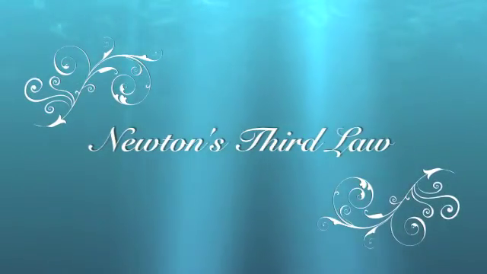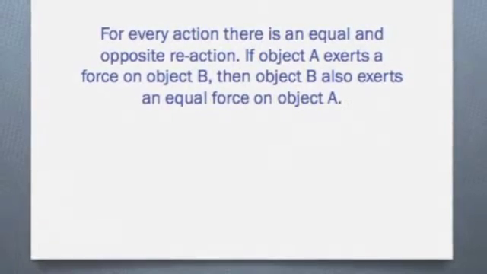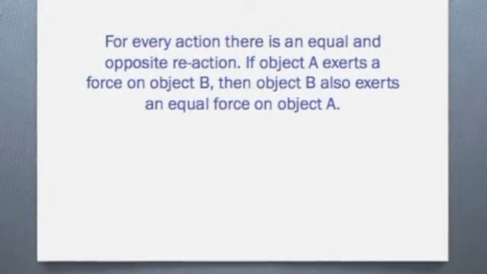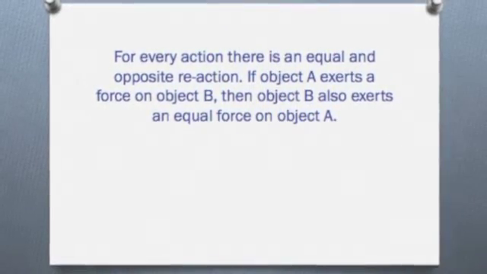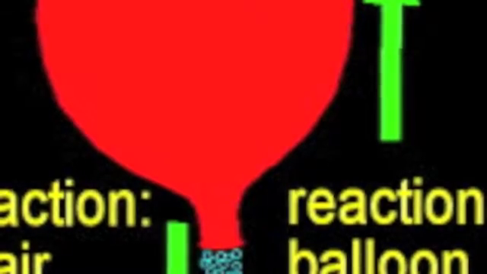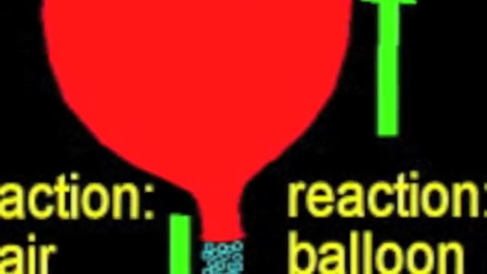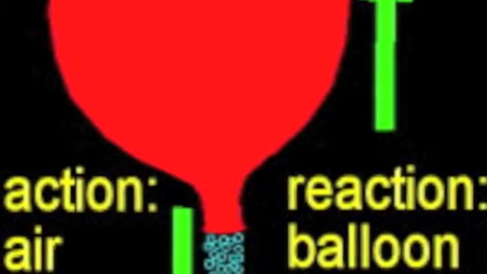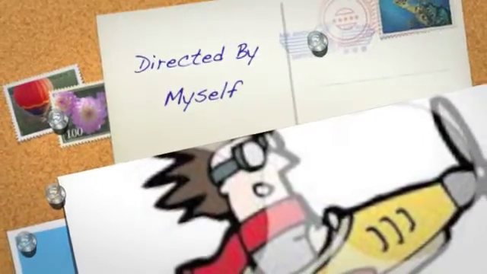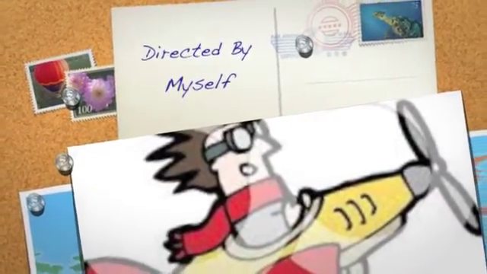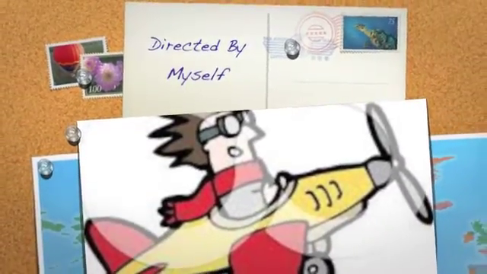The third law states, for every action, there is an equal and opposite reaction. If object A exerts a force on object B, then object B also exerts a force on object A. The way he thought about this to himself was if there was air rushing down out of a balloon, then the balloon would react by going up. Sean used all of this information to create a plane that could fly high and soar.